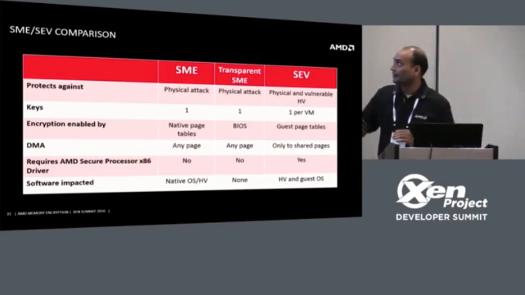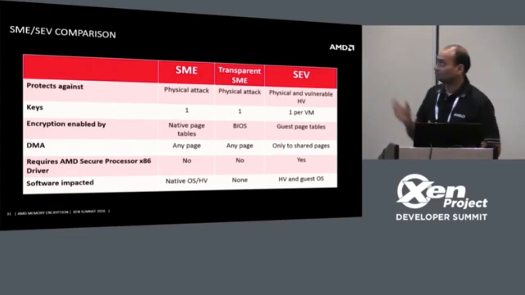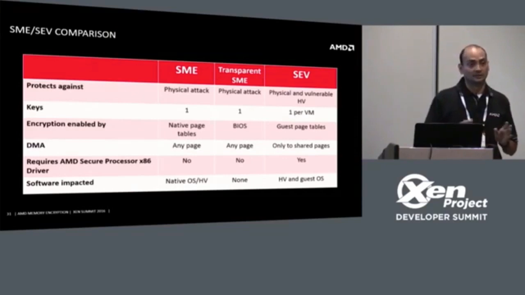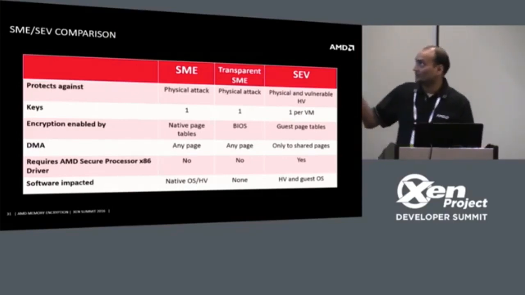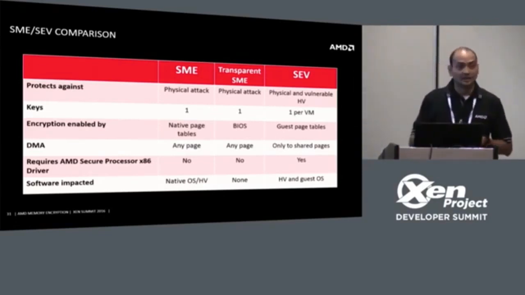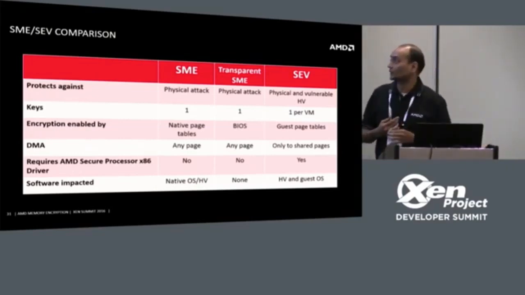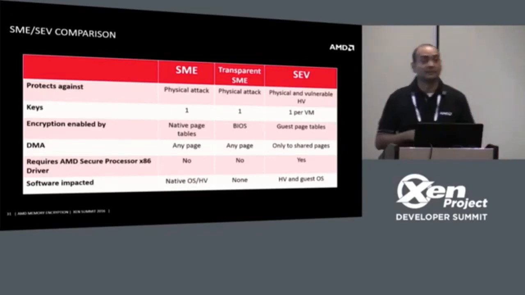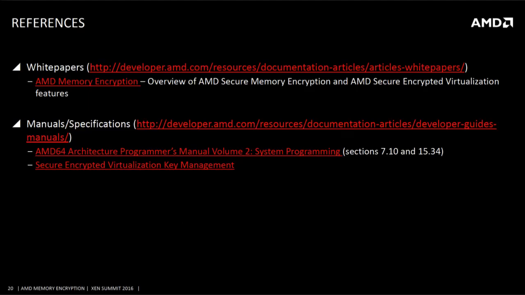And for DMA, in case of SME, DMA can be done to any pages, and the same for TSME. But in case of SEV, DMA will be done only on the shared pages. And so SME and TSME don't need any of the SEV drivers, whereas in case of SEV, we probably need a driver. And here are the software impacts of these. Okay, I think any questions?